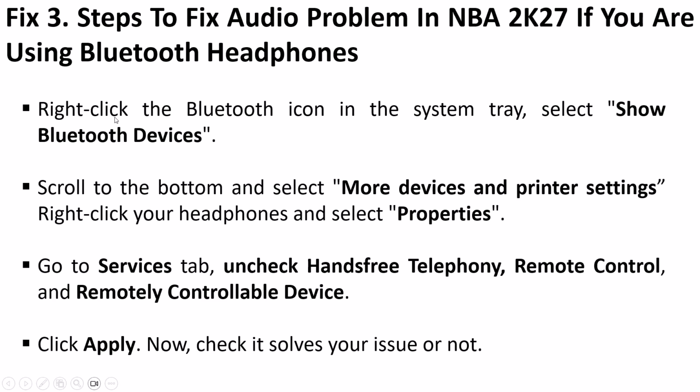Fix 3 is steps to fix sound or audio problem in NBA 2K27 if you are using Bluetooth headphones. So right click the Bluetooth icon in the system tray, select show Bluetooth devices, scroll to the bottom and select more devices and printer settings. Right click your headphones and select properties. Go to services tab, uncheck hands-free telephony, remote control and remotely controllable device. Click on apply and then launch the game and check if your problem is solved or not.